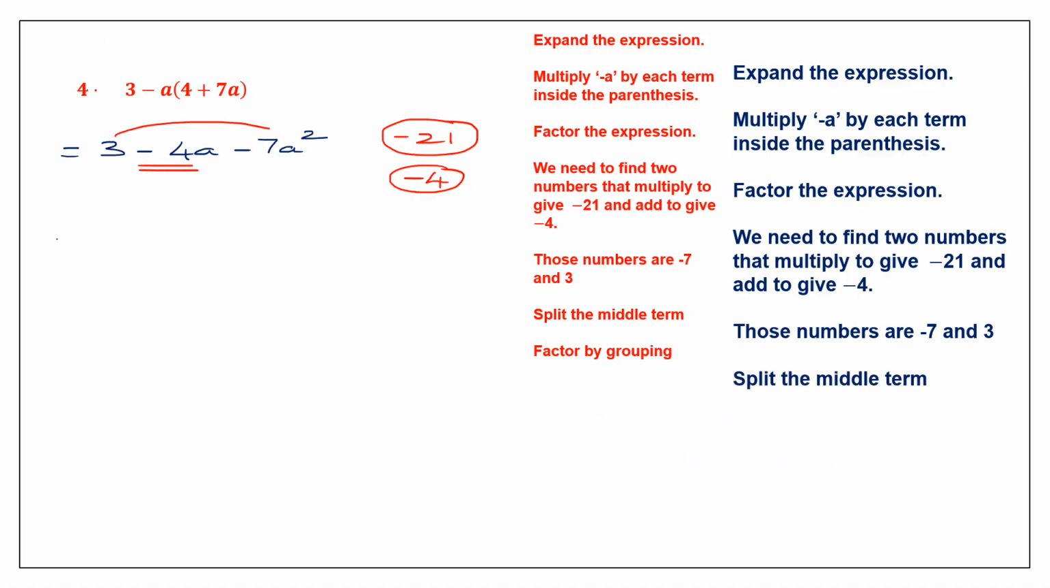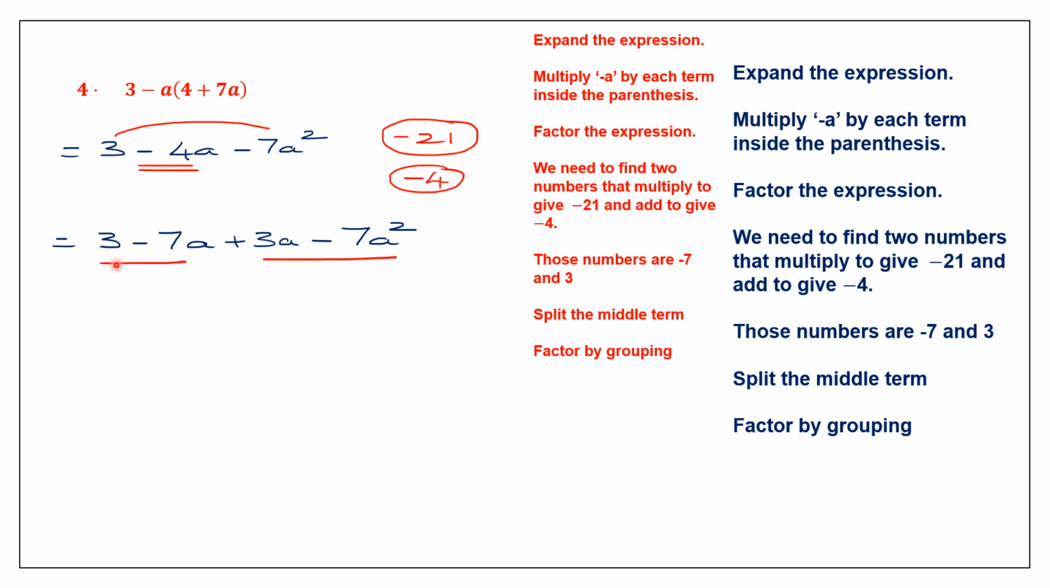So in our next step, we write 3. Instead of minus 4a, we're going to write minus 7a plus 3a, because we have split minus 4a into this. And what is left is minus 7a square. Now the next step is factor by grouping. Put them into groups. The first two terms make the first group. So let's do that. So this is the first group. This is the second group. Now look at the first group and see what is common.